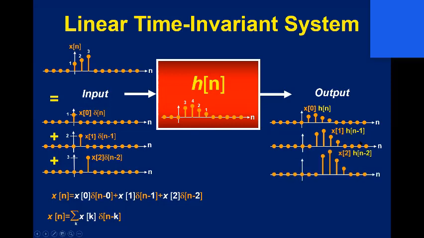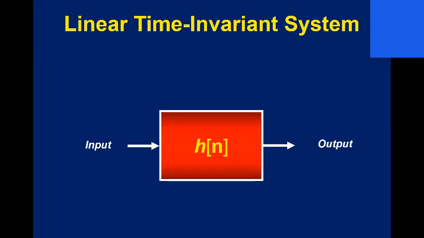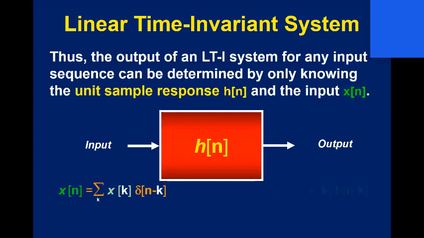And so by decomposing the input into this collection of scaled and shifted unit sample sequences, we can describe our output similarly, because it's a linear and shift invariant system, as a collection of equally weighted, equally shifted unit sample responses. And that is in fact the convolution summation and the concept behind it. It's really just a restatement of linearity and shift invariance.